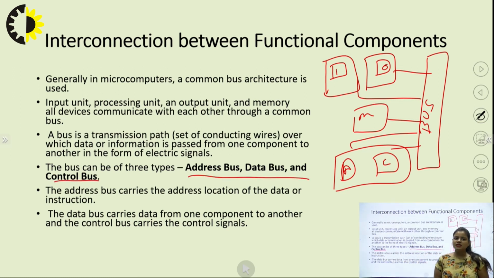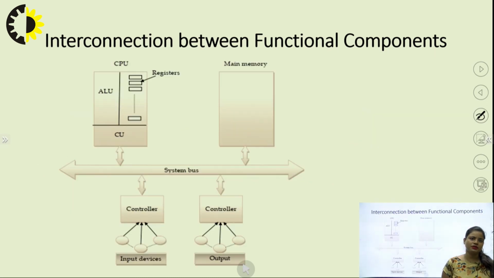The address bus carries the address location of the data or the instruction. Means it always carries the address location of any task. Next, the data bus carries data from one component to another component, and the control bus carries the control signals. Okay, so the control bus only carries the signals, and the data bus carries the data among all the functional units. So in the last part, I just want to give you a brief diagrammatic view of the interconnection between functional components.